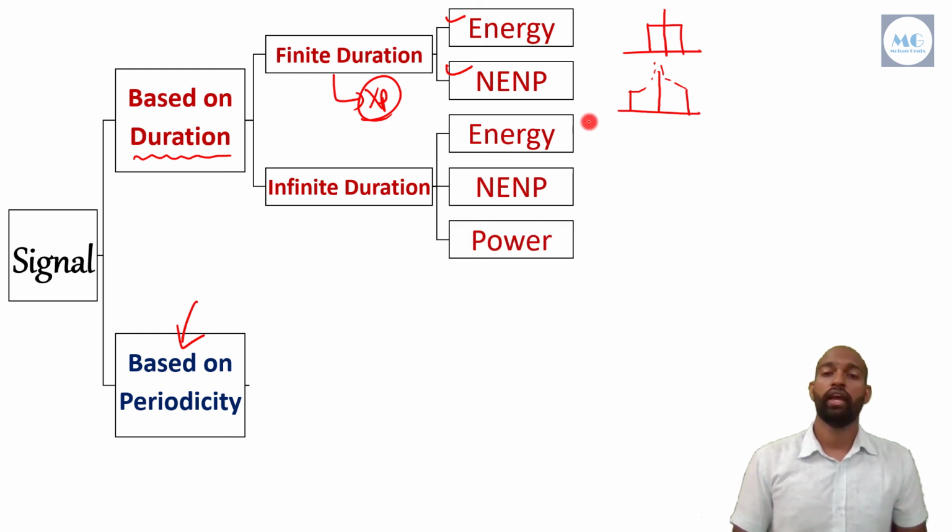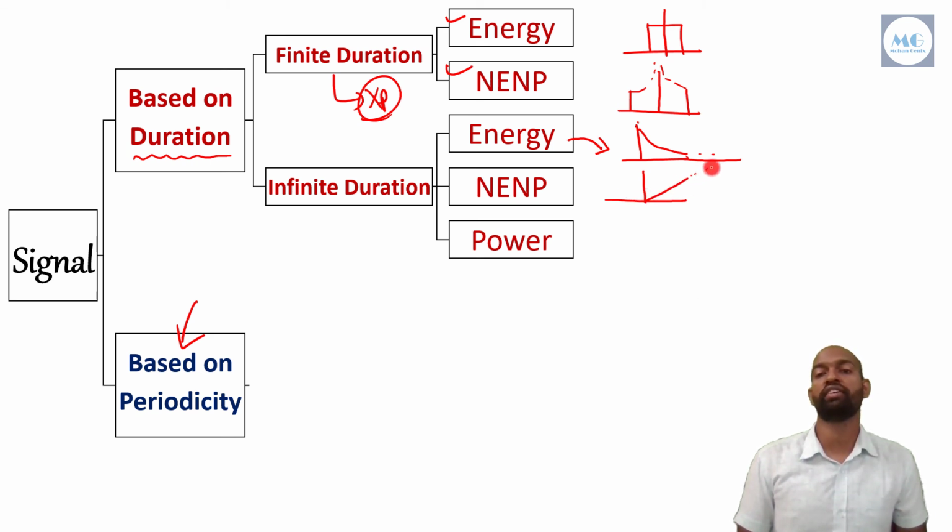Now for an infinite duration signal, any signal can be an energy signal, neither energy nor power signal, or power signal. An example of an energy signal for infinite duration is just an exponential signal which is decreasing in nature like this. And for neither energy nor power signal, any signal which is increasing in nature, or we can directly draw a ramp signal, x(t) equals t. This is also an infinite duration signal and it is going to infinity, so it is neither energy nor power signal. Same example we have already discussed in our previous lecture.